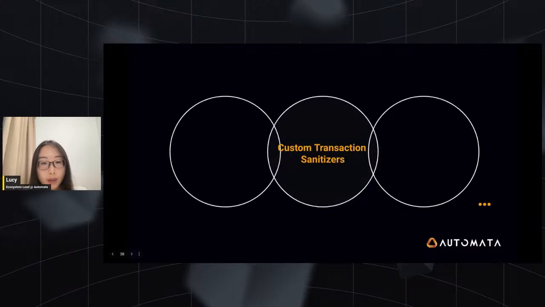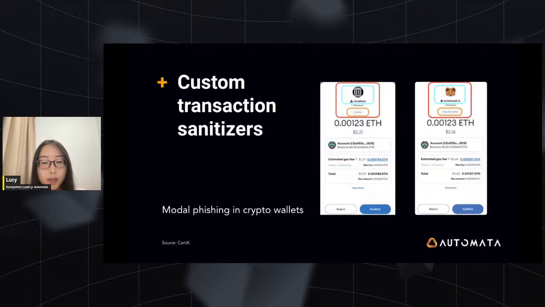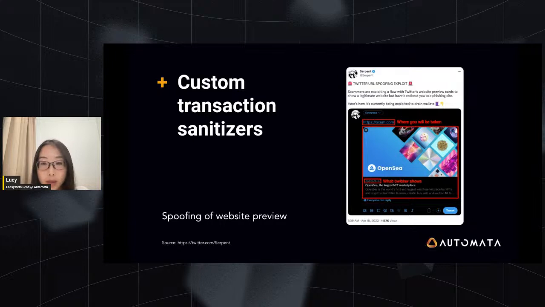Second, an example of ideas that you can develop is to create additional transaction sanitizer functions or rules for OneRPC Plus. So some examples are the recent modal phishing by hackers manipulating the UI element. These are called homoglyph attacks. So spoofing fake websites with scam URL address links.